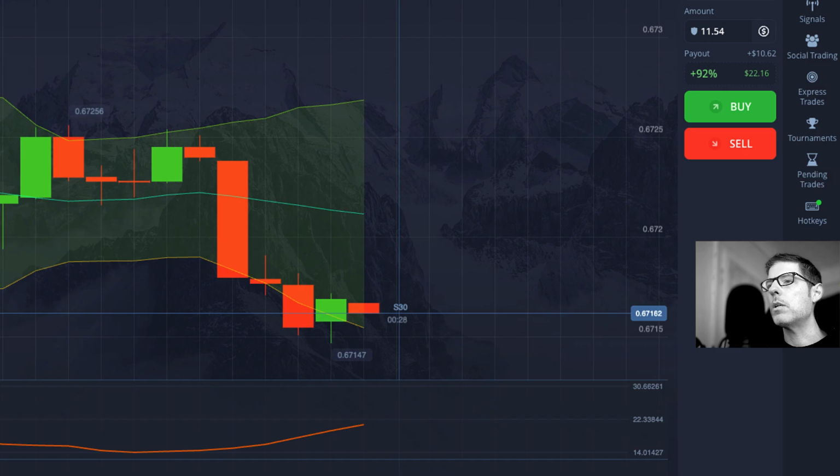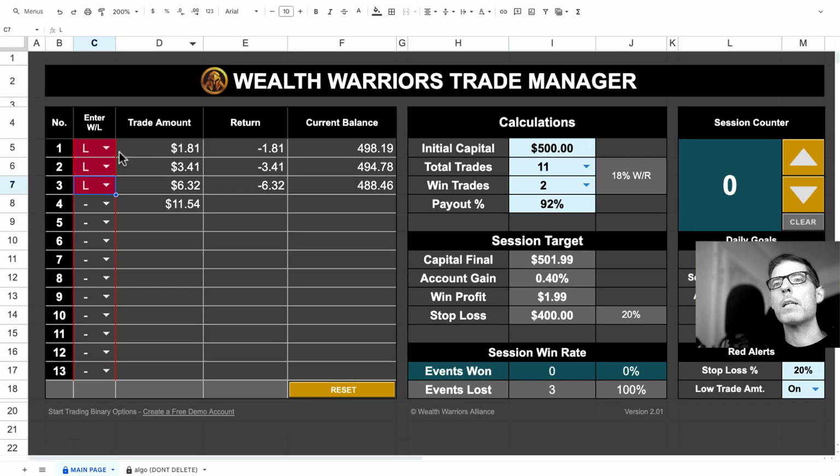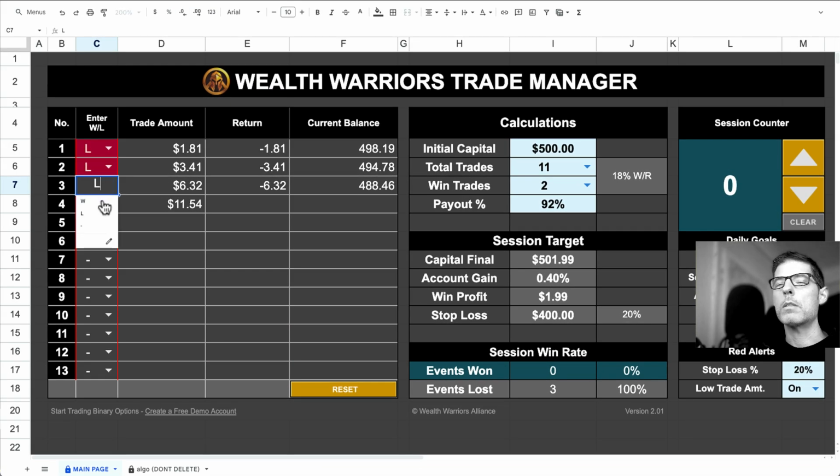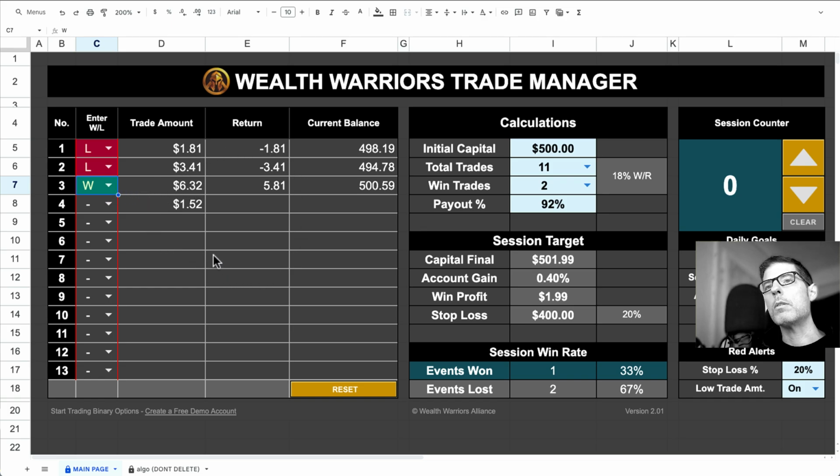And that was a win. So actually that last one was a win. We can mark that as a win instead of a loss now. And the next trade amount is going to be 152. So now that we've won at least one of the trades inside of this session that we've been creating here, now we can trade with a smaller amount.